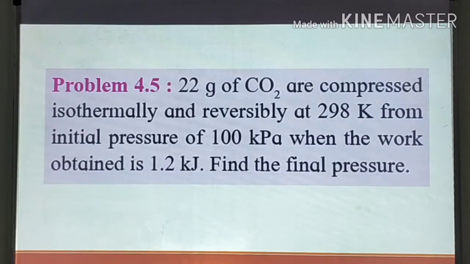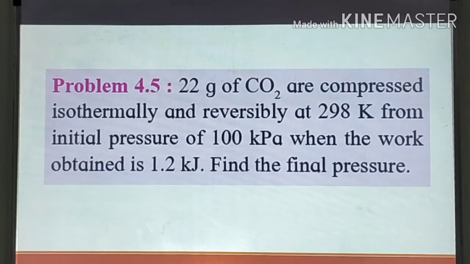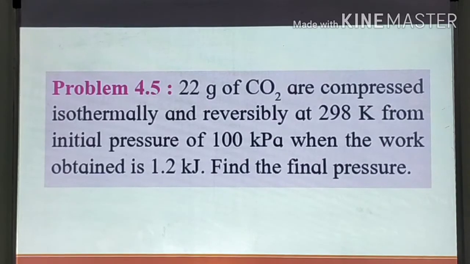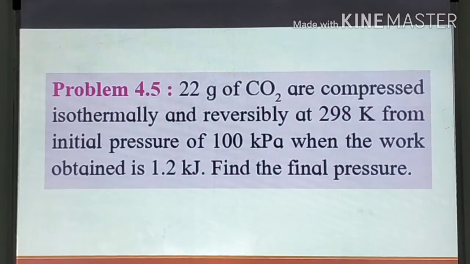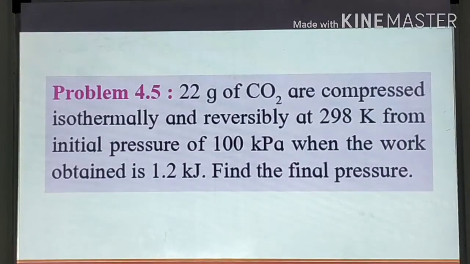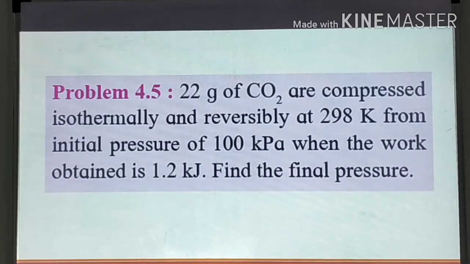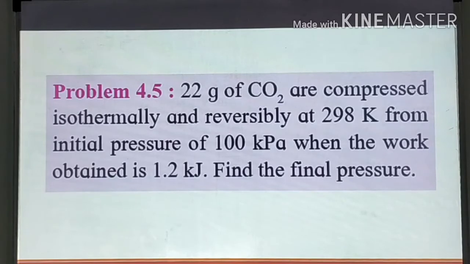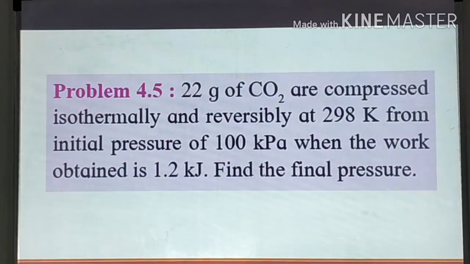Now see the second problem. In the second problem, they say that 22 grams of carbon dioxide gas are compressed isothermally and reversibly at 298 Kelvin from an initial pressure of 100 kilopascal, when the work obtained is 1.2 kilojoules. Find the final pressure. So in this problem, what is given? They have given us the mass of carbon dioxide gas. They are saying that we are compressing the gas. Since the gas is compressed, the final work will be positive.